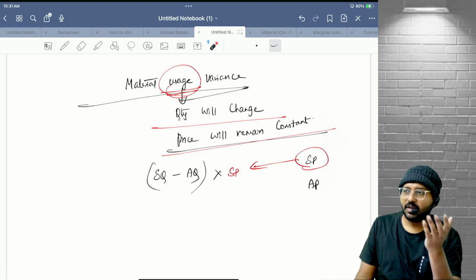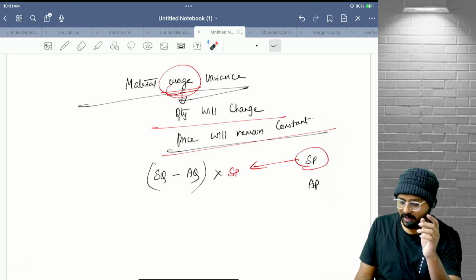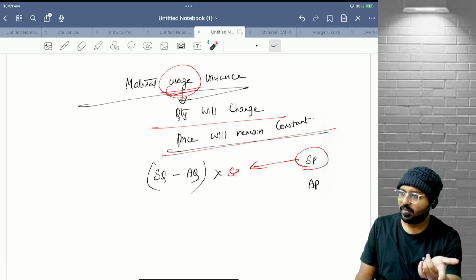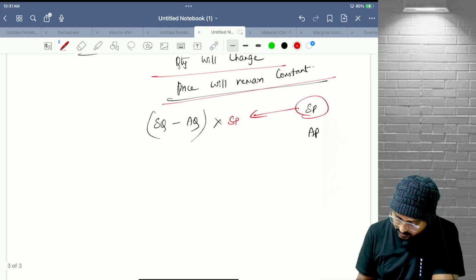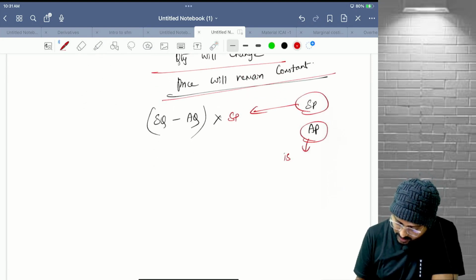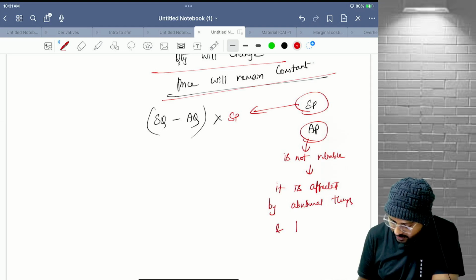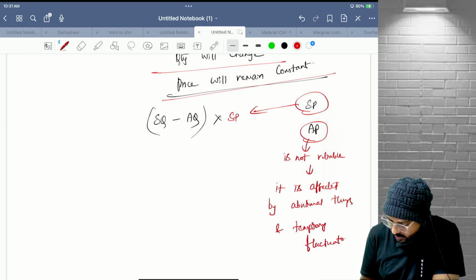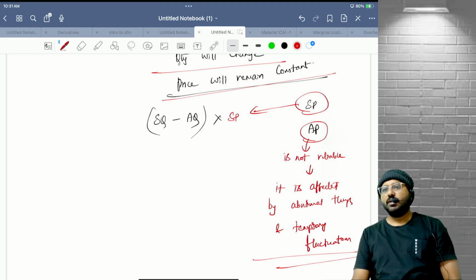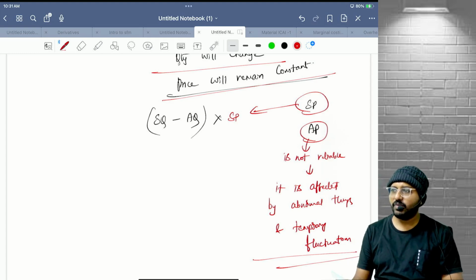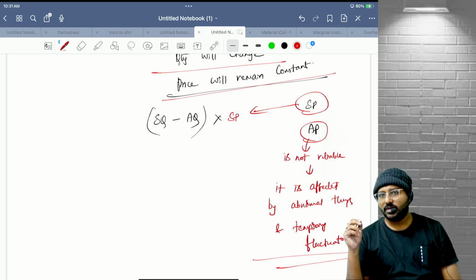Very good, Nana. Yesterday I told you while I was explaining the theory that actual price is not reliable. Why is it not reliable? Why is actual price not reliable? It is affected by what? Abnormal things and temporary fluctuations. Yesterday I told you this, you remember? When we were talking about inventory valuation, I told you inventory will be valued at standard cost. At that time, I told you the logic.